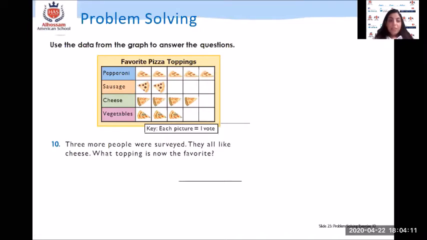All right. Here, use the data from the graph to answer the questions. Yusuf and Yassine will work together. Use the data from the picture graph to answer the question. Here we have favorite pizza toppings: pepperoni, sausage, cheese, and vegetables. 3 more people were surveyed. They all like cheese. What topping is now the favorite? All right, just look here and tell me what topping is the favorite for the students here? Pepperoni. Excellent.